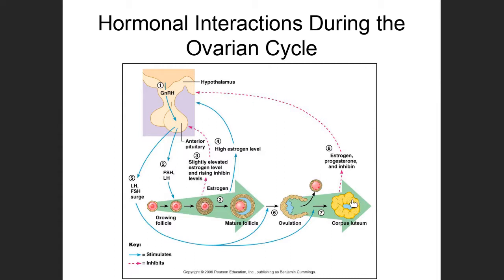Following that, the corpus luteum starts to degenerate. As it starts to degenerate, it stops producing estrogen and progesterone and inhibin. This negative feedback ends, and that tells the hypothalamus, hey, it's time to start producing gonadotropin-releasing hormone again, communicating with the anterior pituitary to secrete follicle-stimulating hormone and luteinizing hormone, and we start this process all over again.